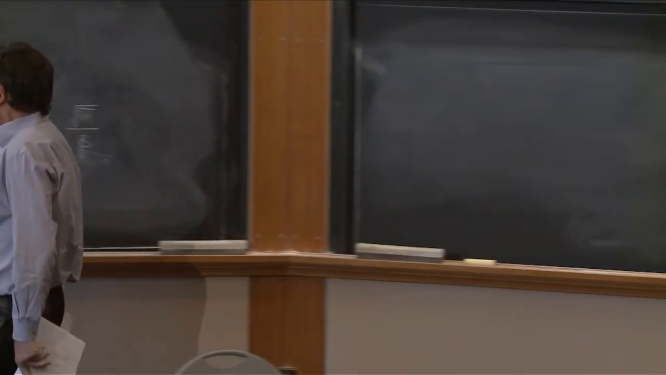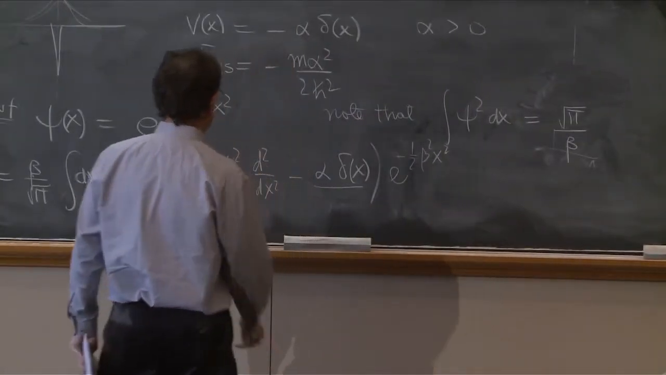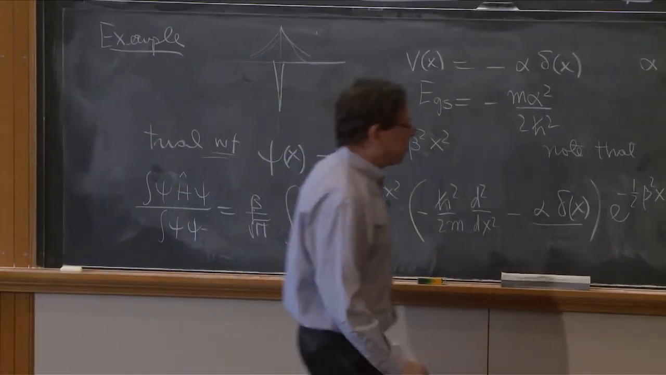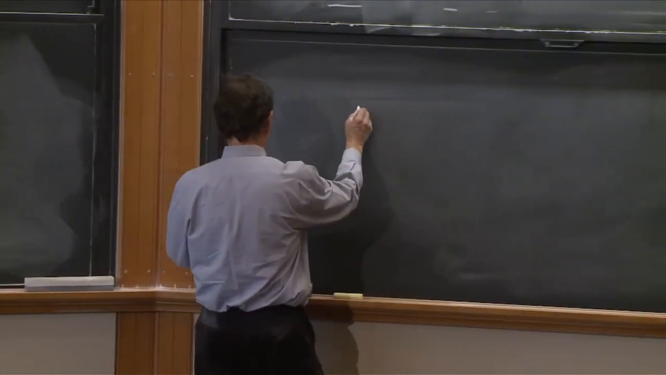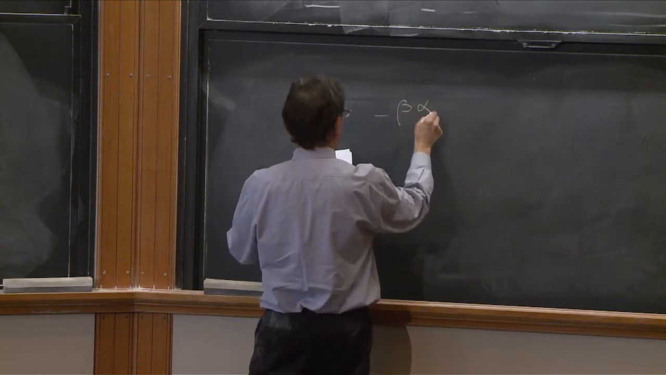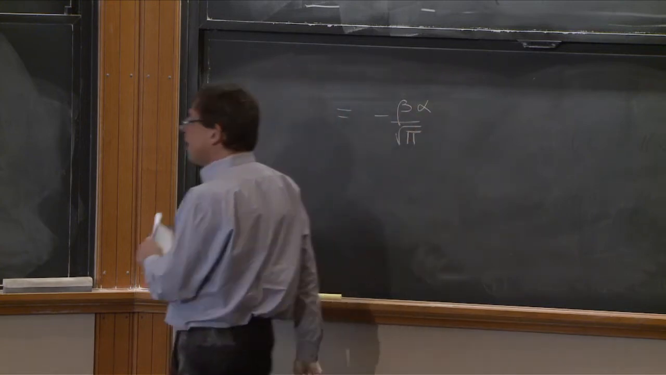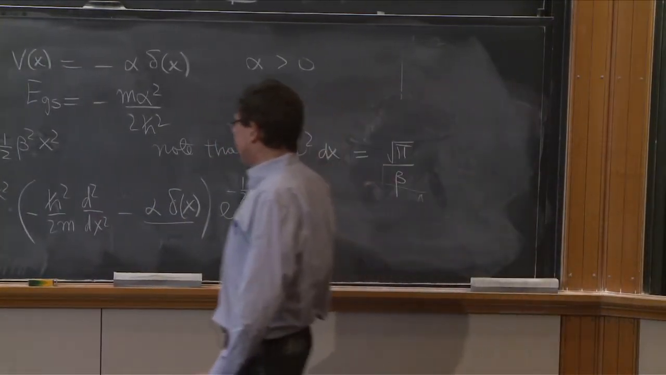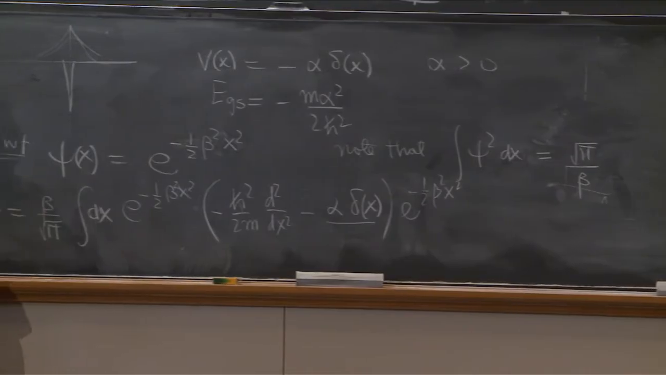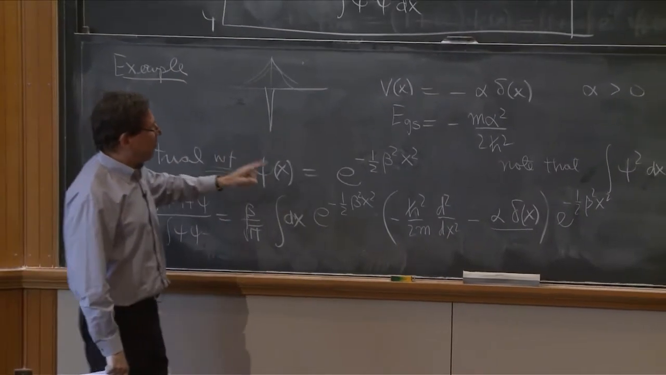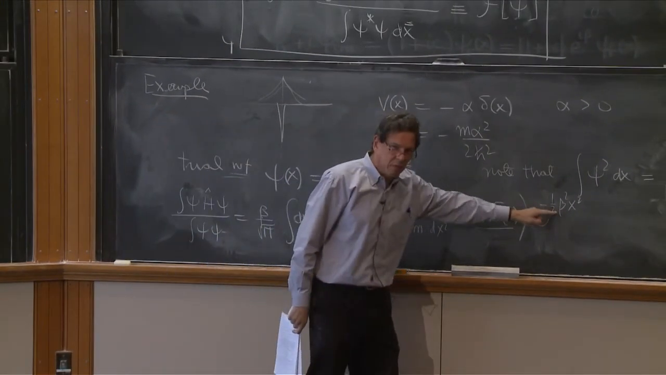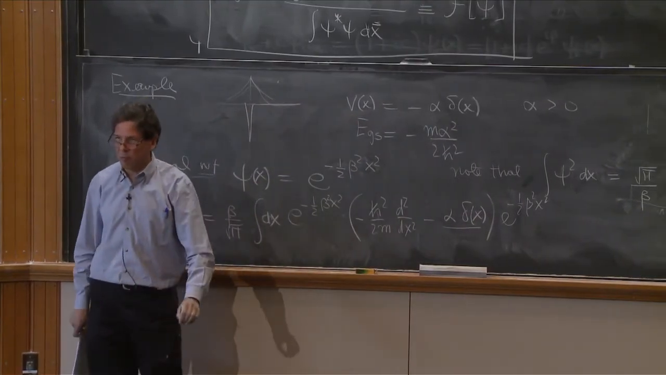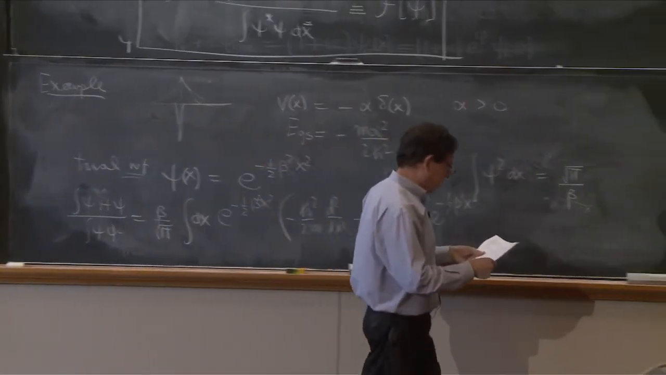Now, this part of the integral is kind of easy because the delta function just picks the value at 0. So this part of the integral gives you minus beta alpha over square root of pi. The other part of the integral, however, is a little more complicated. Believe it or not, it makes a big difference whether you take the two derivatives of this function or you integrate by parts. If you integrate by parts, you save a lot of work. So let me integrate by parts.